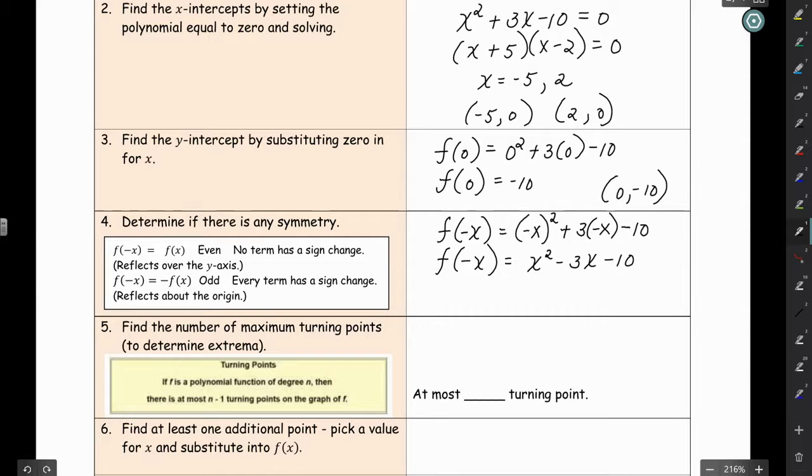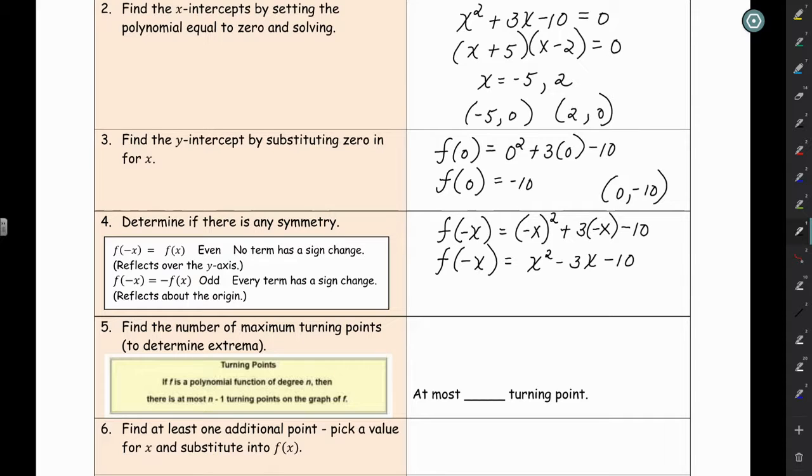And what we want to do is look at the sign changes. If all of the signs change, we have odd symmetry. If none of the signs change, we have even symmetry. And if it's like every other, then we know that we don't have any symmetry at all.